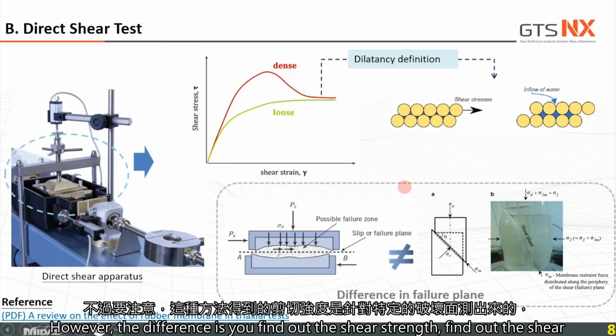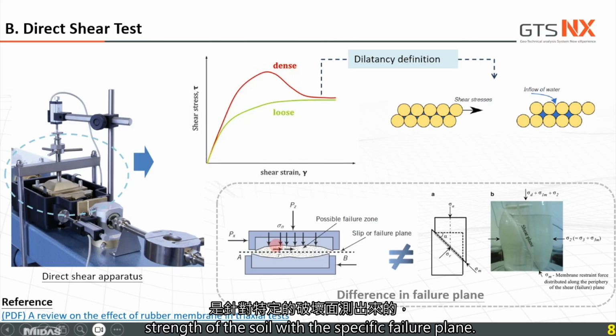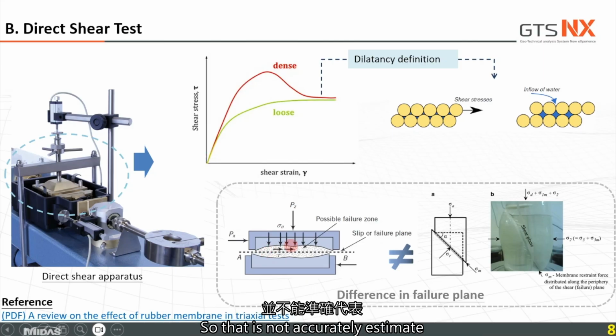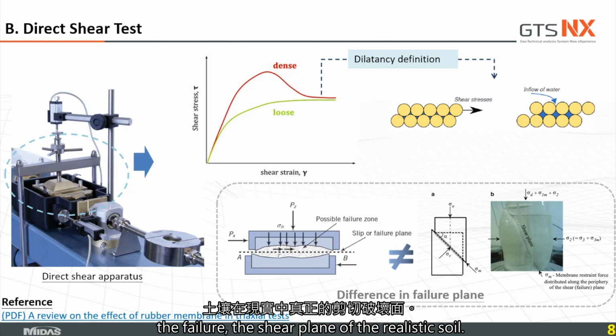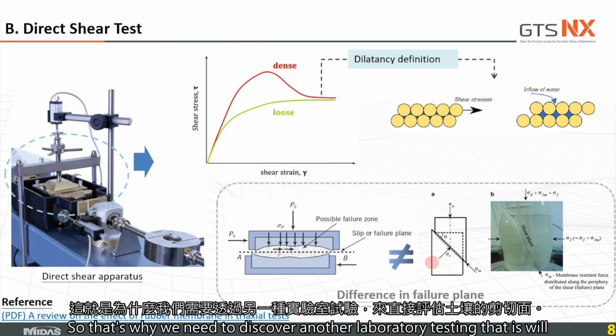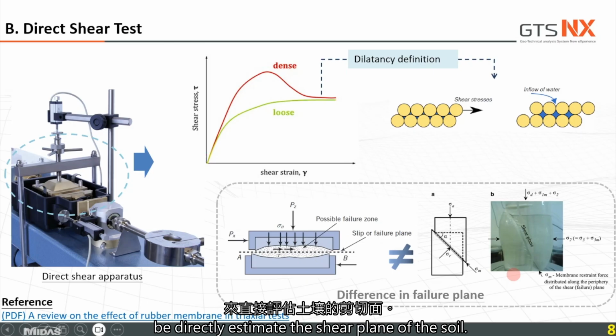However, the difference is you find out the shear strength of the soil with a specific failure plane, so that does not accurately estimate the shear plane of the realistic soil. That's why we need another laboratory test that will directly estimate the shear strength of the soil.